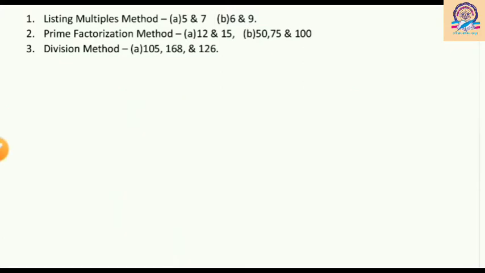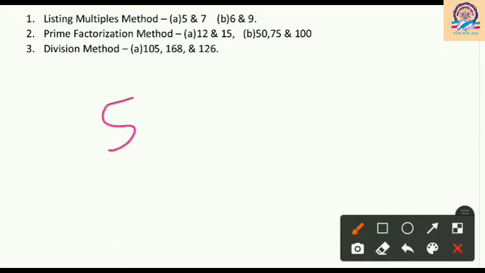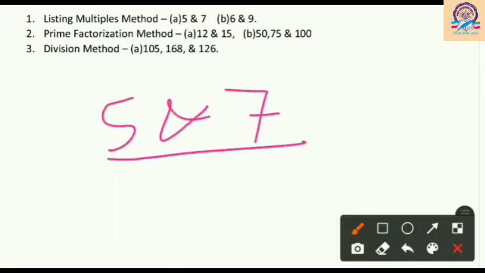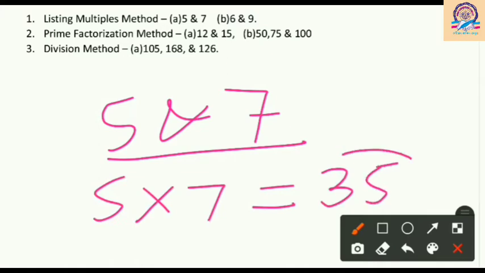Now listen, one more thing I want to tell you. 5 and 7, which type of numbers are these? Are these composite, or prime numbers? Yes, actually these are co-prime numbers. And here I have a note for you: if two numbers are co-prime, the LCM of these numbers is their product. What is its meaning? If you multiply 5 and 7, you will get 35. So 35 is their product, and it will also be their LCM.